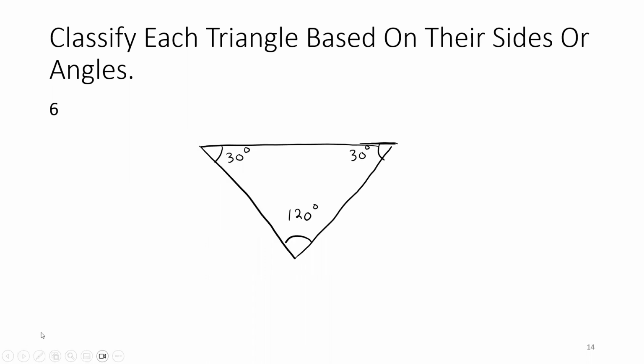Number 6. Classify each triangle based on their sides or angles. So here we have a triangle. We have an angle that's 30, a 30, and 120 degrees. So there's a possibility there are two possible classifications for this triangle. So go ahead and pause. I will give you a minute to figure it out.